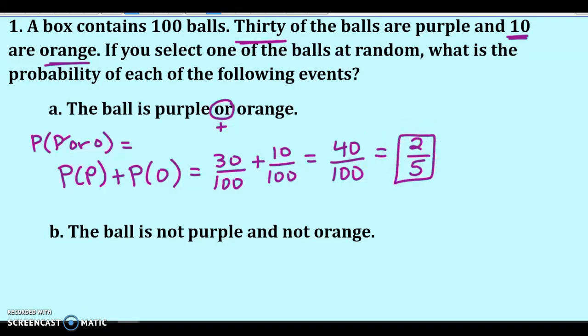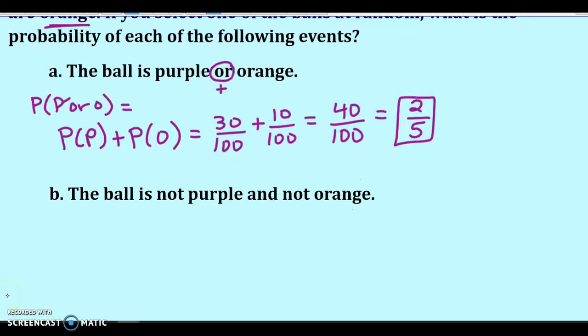For the second one, it says the ball is not purple and not orange. So now I'm looking at the probability of not purple and not orange. Well, if 2/5 is the probability of getting a purple or an orange, we know that all probability would be like 100%. Something's going to happen 100% of the time. That's what all your probabilities should add to. That's 1. I can subtract off the probability of getting a purple or an orange, and that's going to leave me with my leftovers.